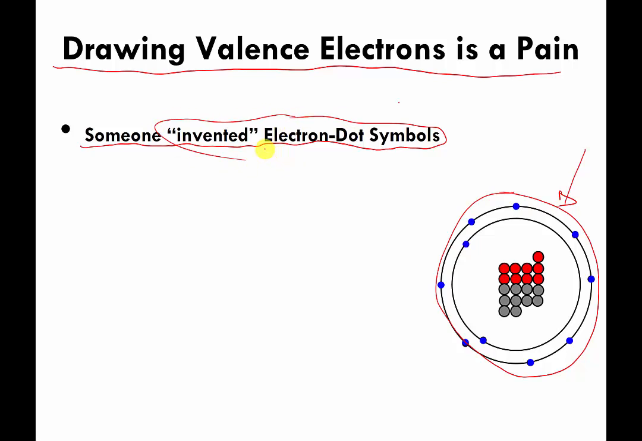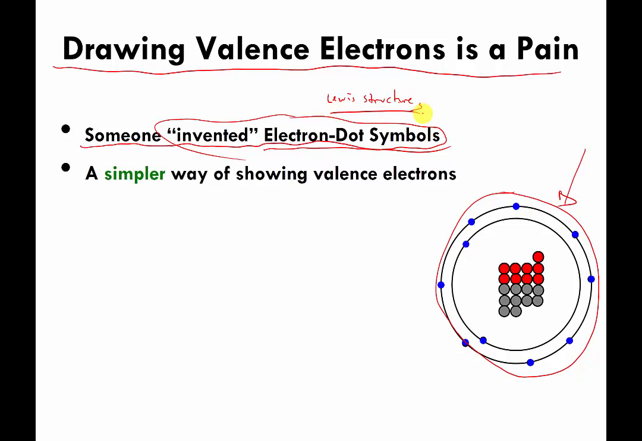This technique that I'm going to show you is called drawing electron dot symbols. Sometimes it's named after the guy who invented it. Sometimes it's called drawing Lewis structures. So either of those things may be used to describe this. It's a simpler way of showing valence electrons.